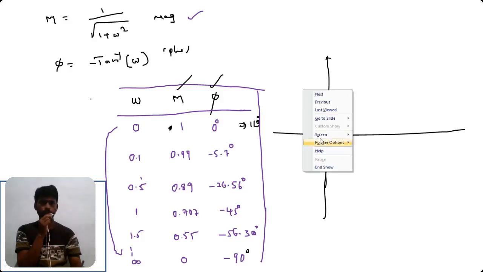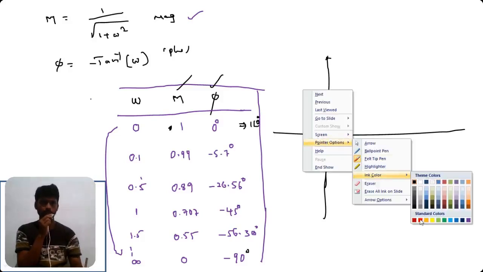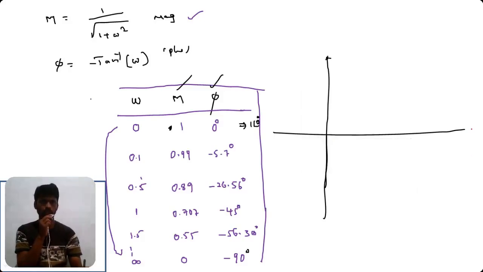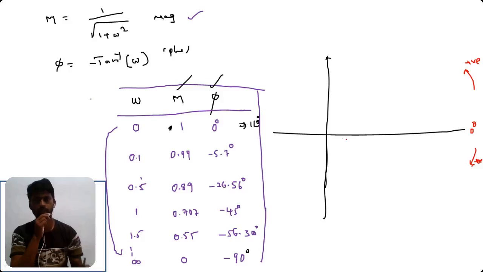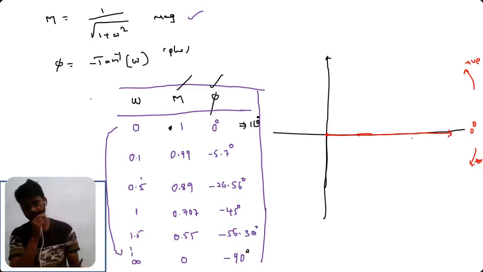On the 0 degree axis, this is the 0 degree, and in the anti-clockwise direction we take angles as positive. In the clockwise direction we take them as negative. So it is 0 degree with magnitude 1. Let this be the magnitude 1 on the 0 axis.